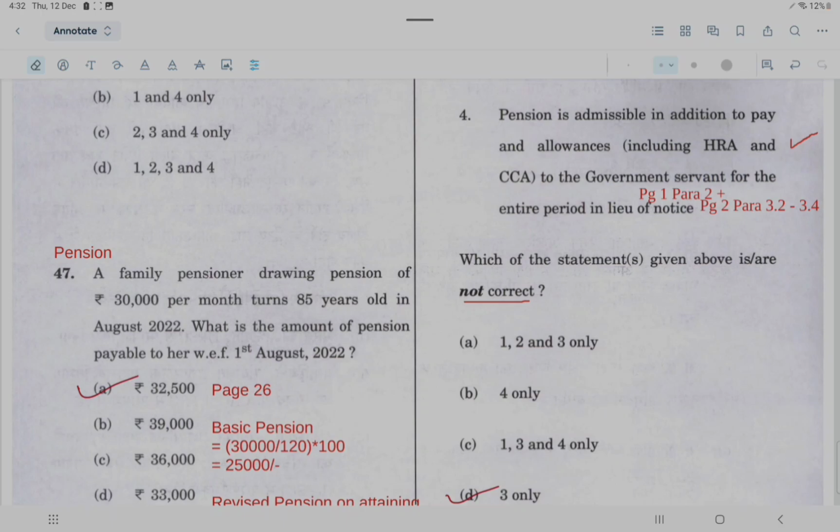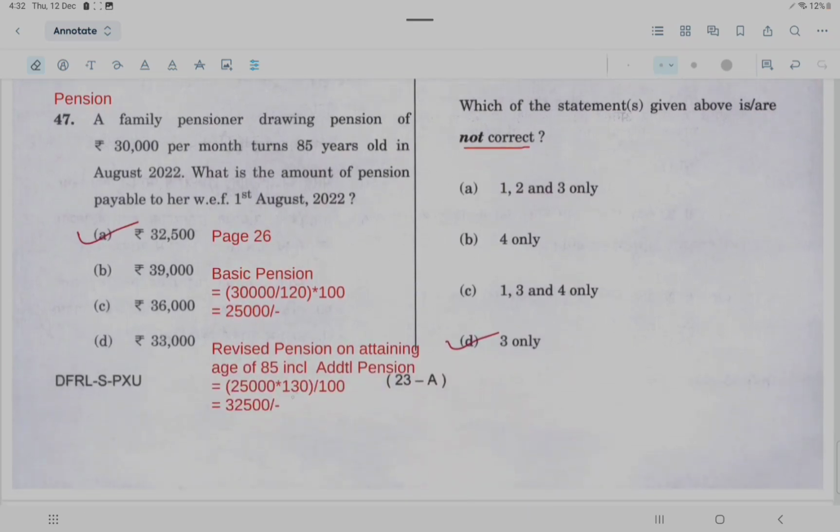सो पेज 26 पे अगर जाएंगे पेंशन रूल्स के आप, तो यहाँ पे आपको ये मिलेगा कि जो बेसिक पेंशन होती है उसका 30% हो जाता है 85 ईयर ऑनवर्ड्स. सो अभी तक उसे 20% मिल रहा था. सो पहले हम बेसिक पेंशन निकालेंगे वो है हमारी 25,000. बेसिक पेंशन के बाद हम निकालेंगे रिवाइज्ड पेंशन 30% के रेट से. 30% से हमें मिल जाएगा कि यहाँ पे 32,500 हो जाएगी पेंशन. सो बेसिकली 30,000 से 32,500 हो गई है. राइट आंसर इज ए.